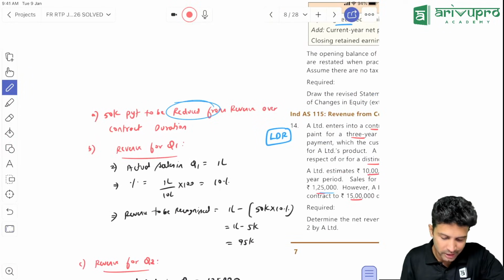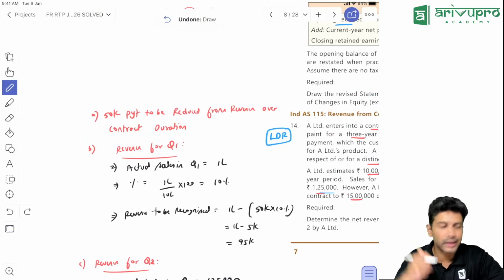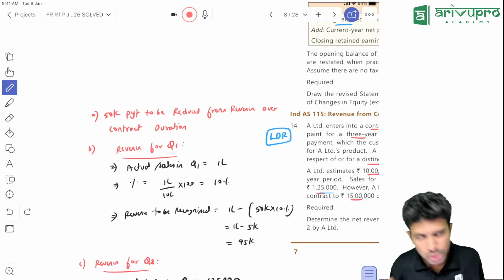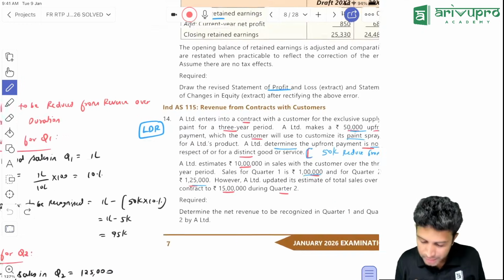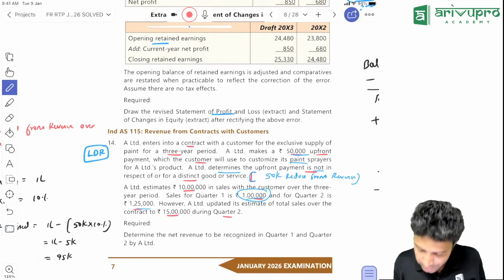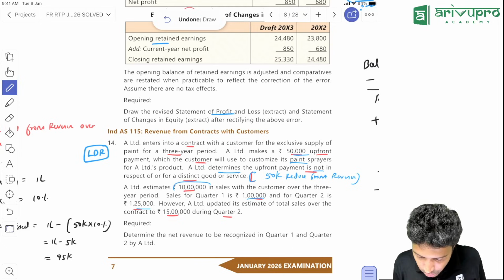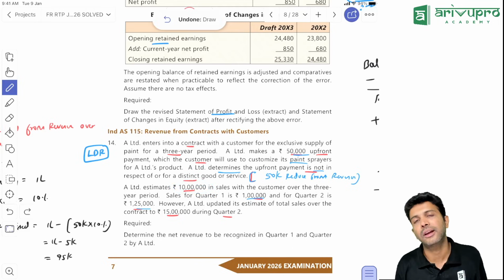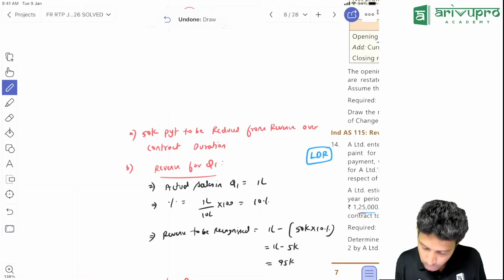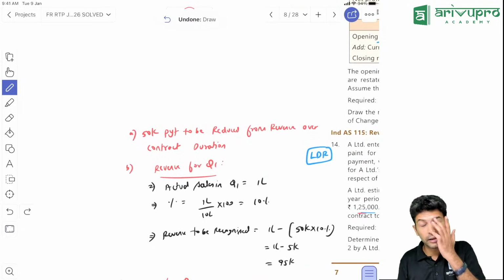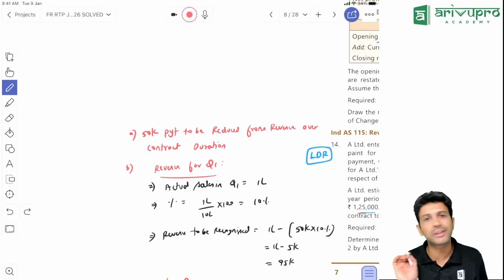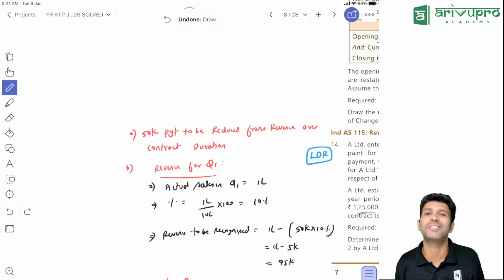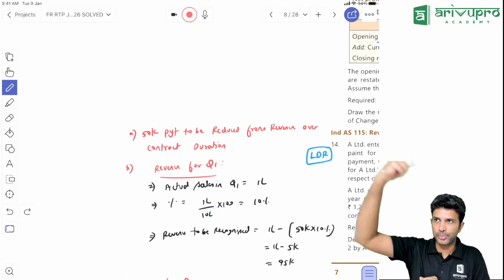So 50,000 has to be reduced from revenue over the contract duration. That's first. How much to reduce? First, in the first quarter, how much sales have you made? Actual sales we have made is 1 lakh. And we thought how much are we going to achieve in total? We feel totally we will sell goods worth 10 lakh to the customer over the 3 years duration. So out of 10 lakh, if you have sold 1 lakh, what is it in percentage?